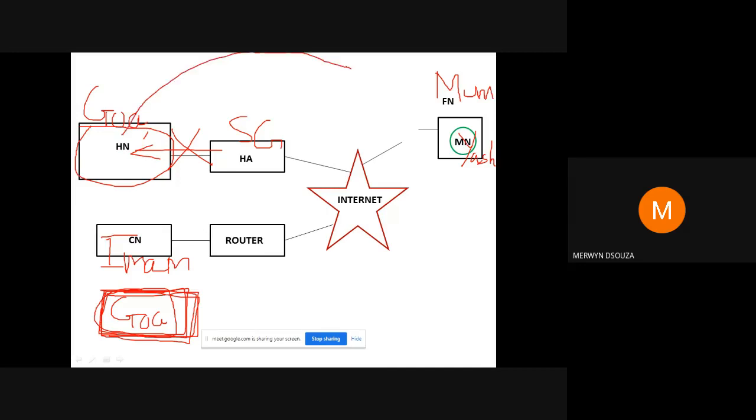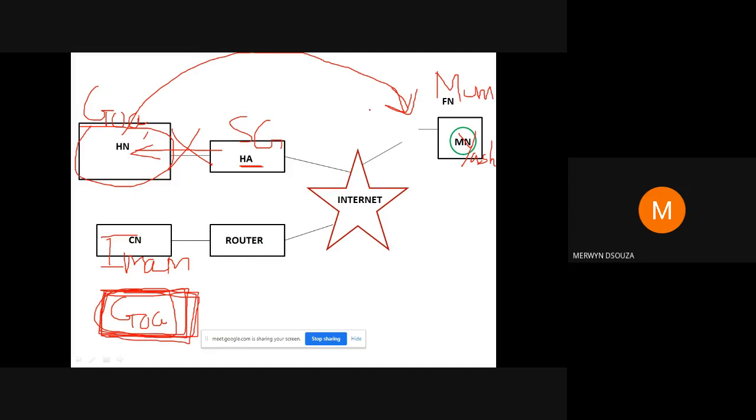When Yash was moving from one network to another network, from one place to another place, Yash informs the home agent that he is no longer going to be in the home network. He is shifting to a new network, and any letters that come for Yash from Imam have to be delivered to the new address.